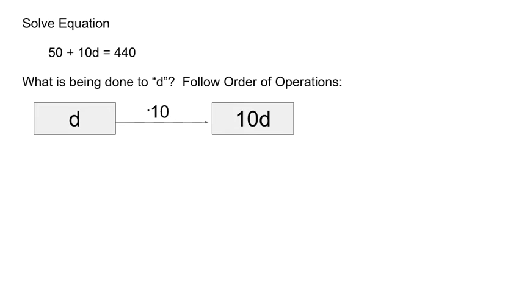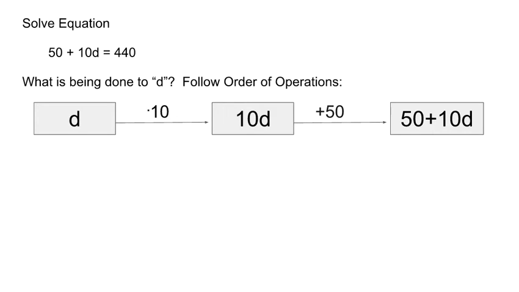And then we had 50 plus 10d. How do we get that? Well, we need to add 50 to the 10d. So in order to build this function, we took d, multiplied by 10 to get 10d, and then added 50 to get 50 plus 10d. That's how we built that expression.